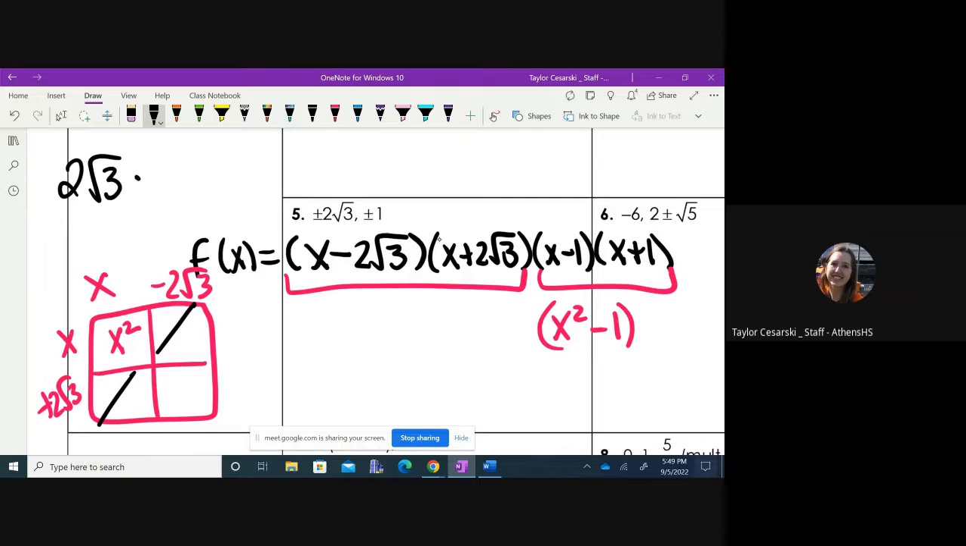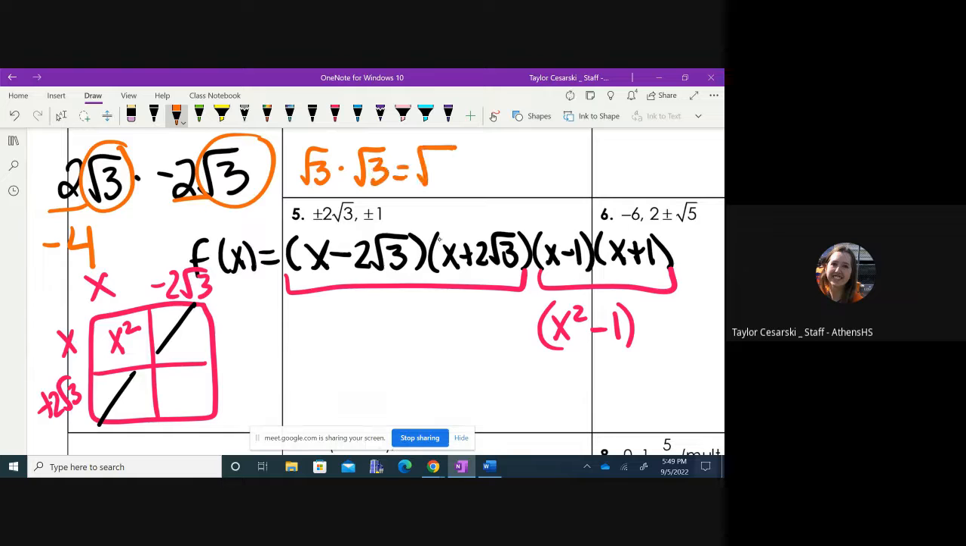So 2 square root 3 times negative 2 square root 3. So to do this right here, you're going to multiply the coefficients, which is 2 times 2, it'll be negative. Okay, so negative 4. And then I'm going to multiply square root of 3 times square root of 3, which is square root of 9, which is 3. So negative 4 times 3, which is negative 12. Again, multiply the coefficients, then multiply the square roots. So I get x squared minus 12.